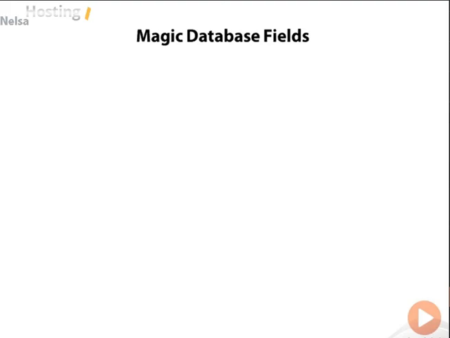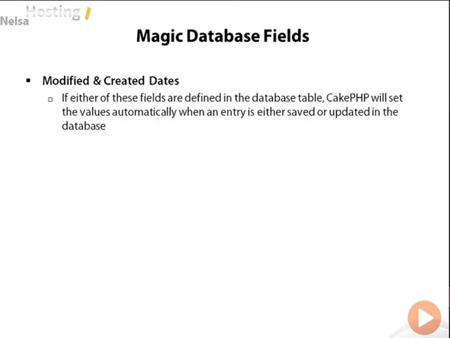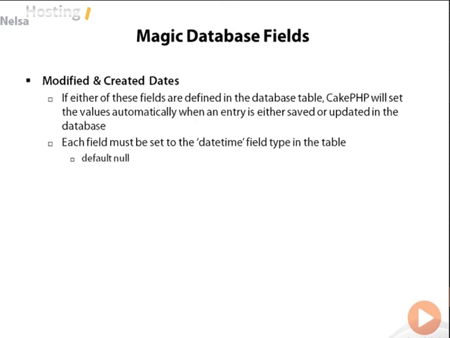CakePHP has what are called magic database fields. These database fields are modified and created dates. If either of these fields are defined in the database table, CakePHP will set the values automatically when an entry is either saved or updated in the database. Each field must be set to the datetime field type in the table, and the default value must be null. The field names are modified and created.